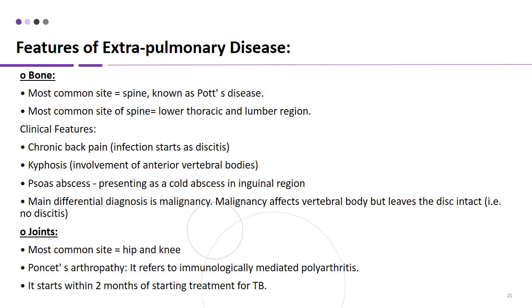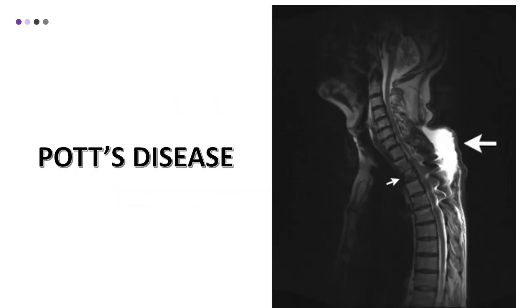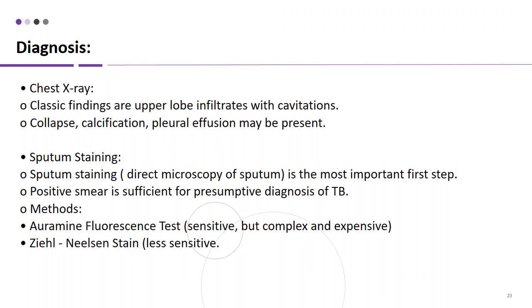It involves the joint symmetrically, and it's mostly present in young individuals. It is the immunological response against tuberculosis, and in the bones and joints there will be no bacteria present. It starts within 2 months of starting treatment of TB. This is Pott's disease. You can see the spine, the whitish or hyperdense area is showing Pott's disease.